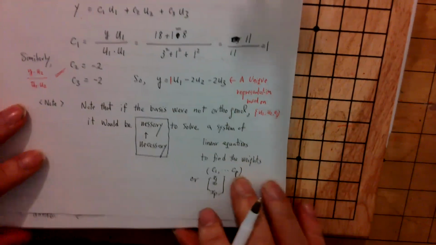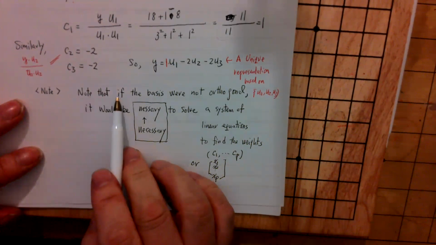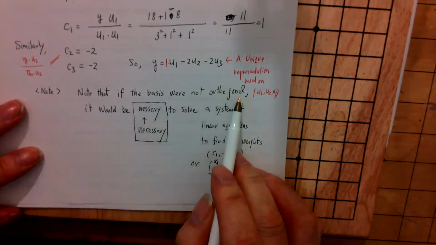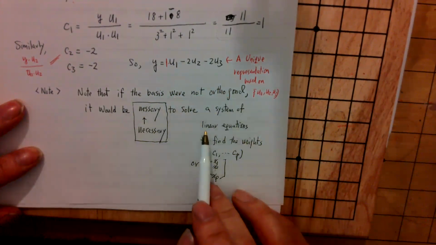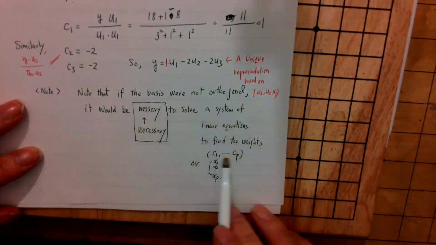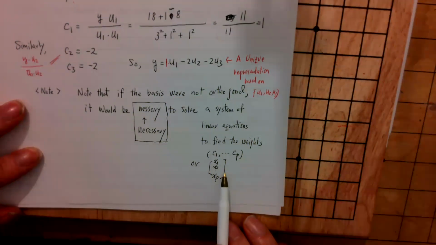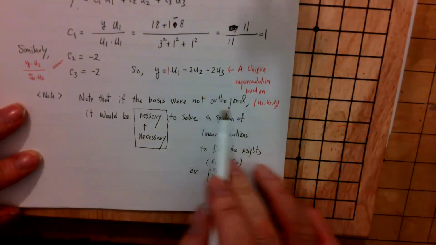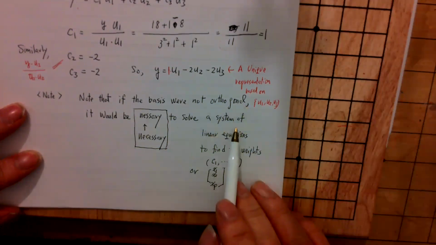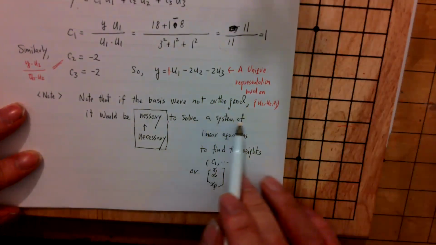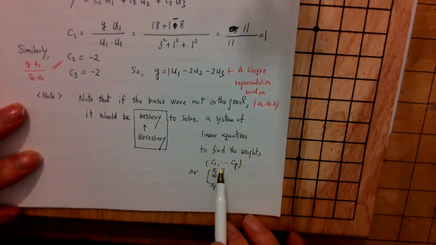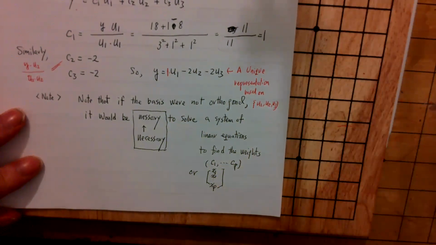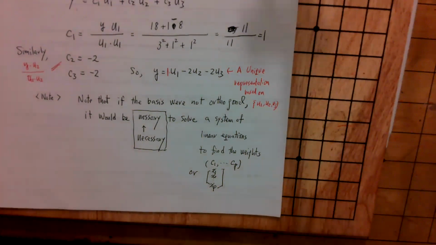Okay, know that if the basis is not orthogonal, then it will be necessary to solve the system of what? Linear equations in order to find the weights, okay? So it's very important. That's why we cover orthogonal. If it's not orthogonal, back to what we learned at the beginning of the semester, you need to solve the linear system to find the weights c1 up to what? cp or x1 up to xp, okay? That is precisely the reason why we cover orthogonal.